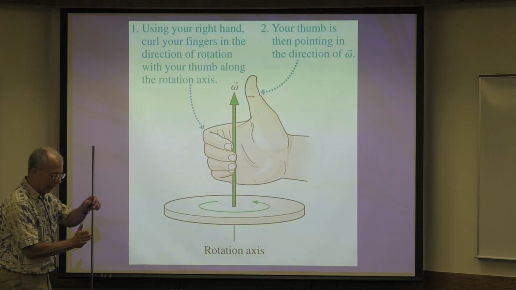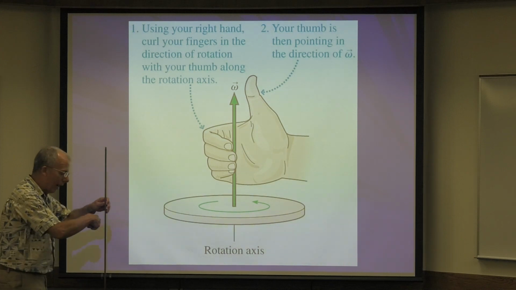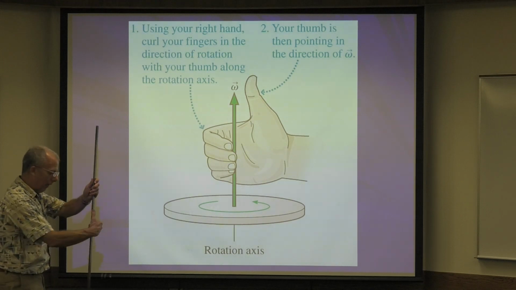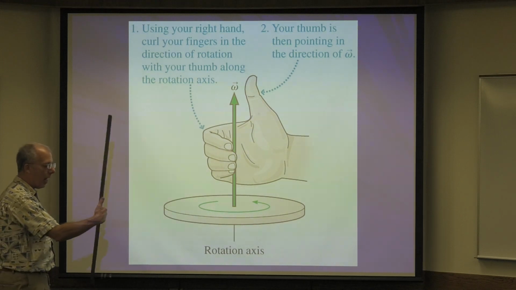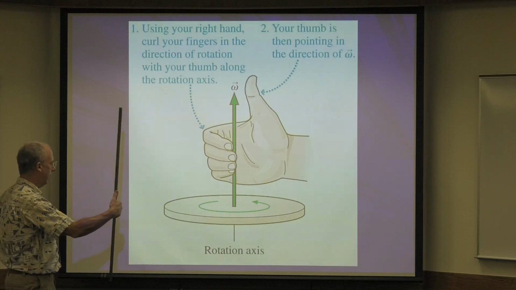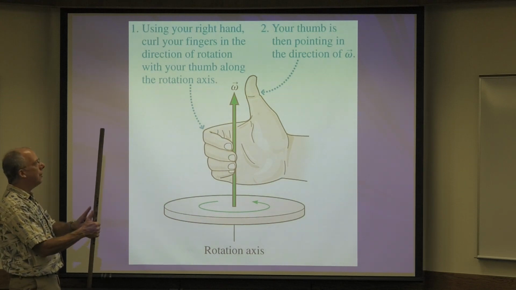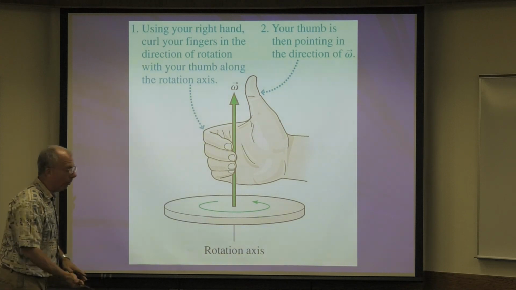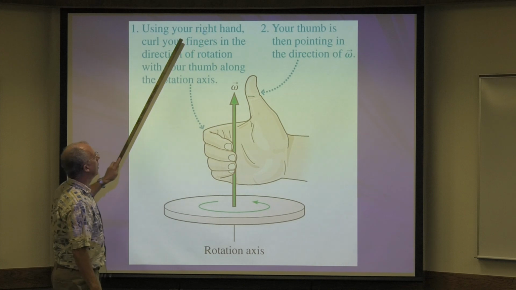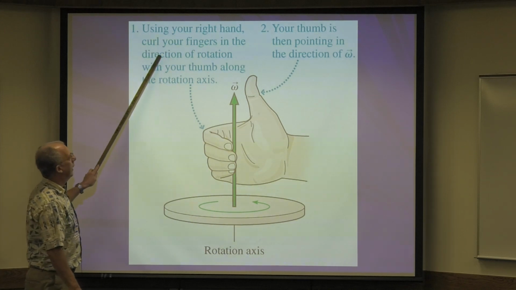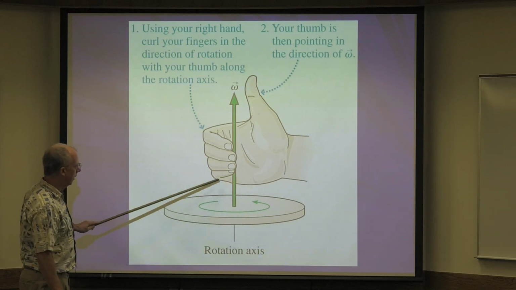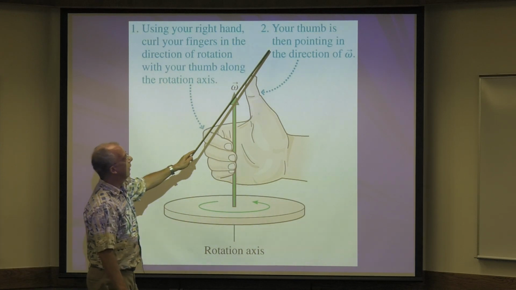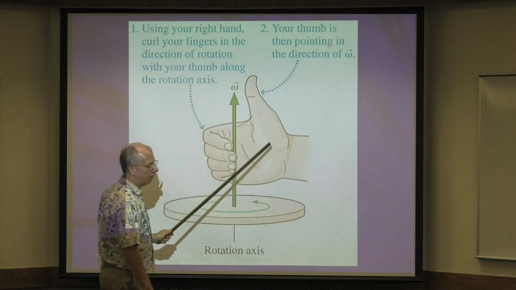Now here's the important thing. The fingers have to point in the direction of rotation. Okay? So I'm going to grab it like that, because the fingers are in the direction of rotation. The thumb goes like I have here. The thumb is the direction of omega. All right? That's called the right hand rule. So using your right hand, curl your fingers in the direction of the rotation, with your thumb along the rotation axis. The thumb is then pointing in the direction of omega.